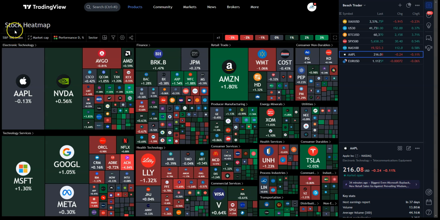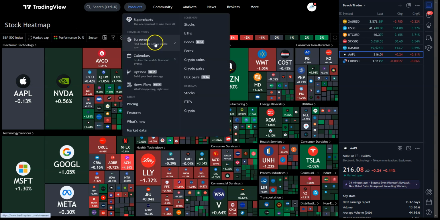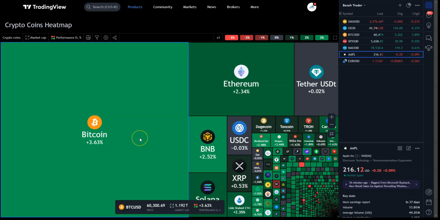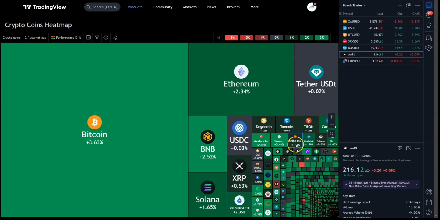I want to show you one more thing. Let's go back to the heat maps, and I want to show you crypto. So if you click on crypto, this is going to show you all the cryptos. But what do we see? Bitcoin is bigger than everything that was ever made. This Bitcoin is bigger than everything else. Look at it. The size of this market cap is bigger than all the market caps of everything else.